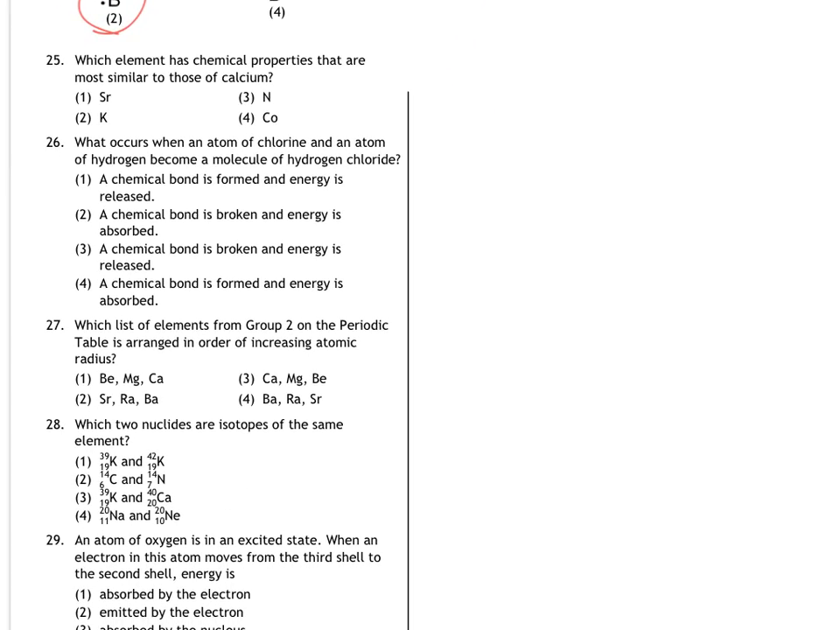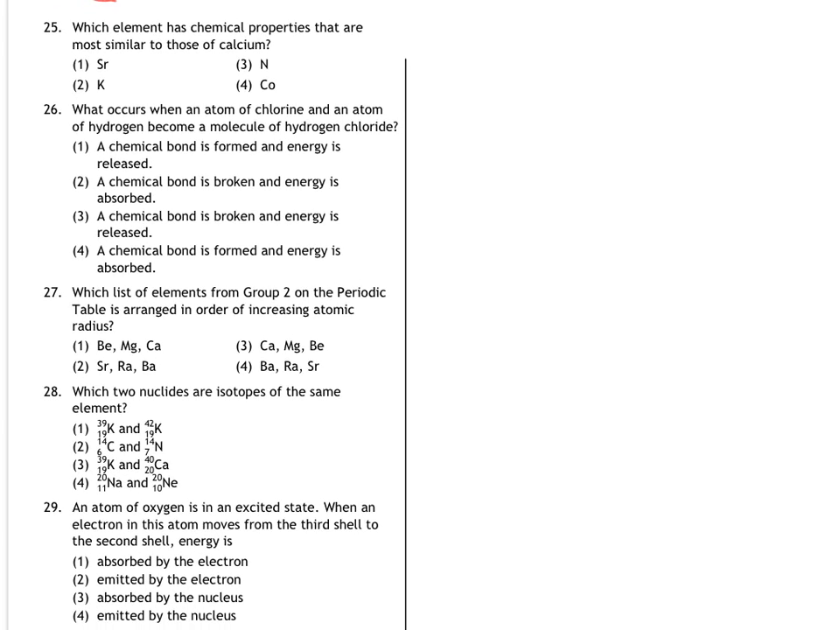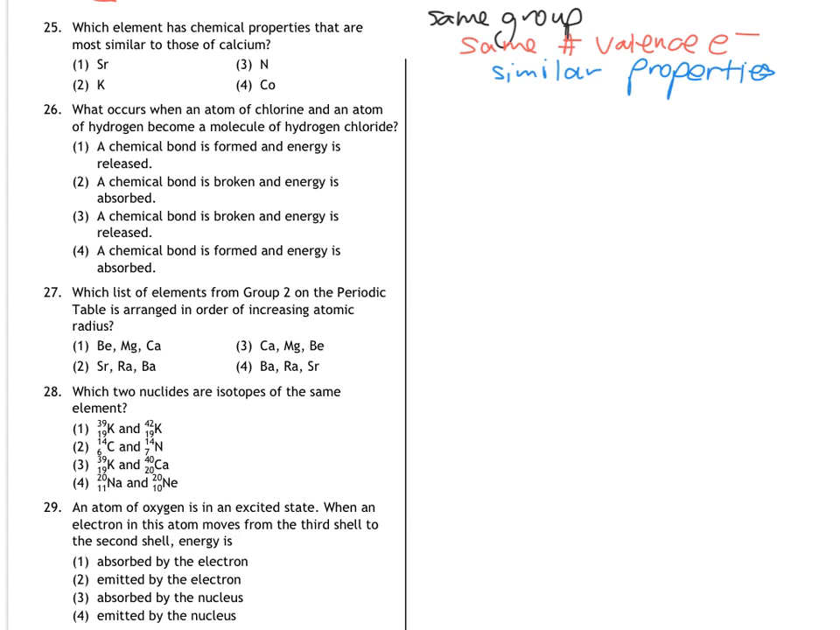25. Which element has chemical properties that are most similar to those of calcium? Elements in the same group have the same number of valence electrons and also, as a result, have similar properties. Therefore, I'm going to choose an element that is in the same group as calcium. That could be beryllium, magnesium, strontium, barium, or radium. And strontium is the only answer choice that is in that set.